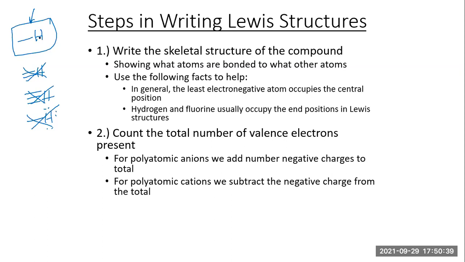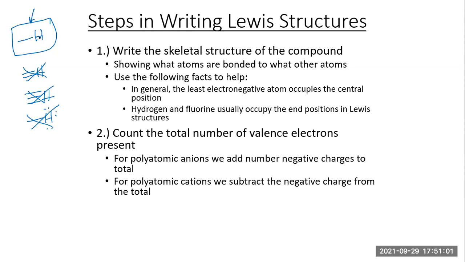If you find yourself doing any of those things, cross it out yourself, because it is probably wrong. Because hydrogen can only have 2 electrons, it cannot be in the middle. Otherwise, it obviously would have more than 2 electrons. Fluorine should not be in the middle either, because again, the middle atom should be the least electronegative atom, and fluorine is actually the most electronegative atom. So we typically do not see fluorine in the middle.